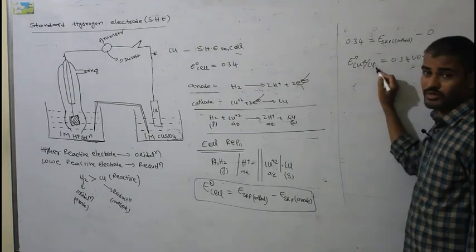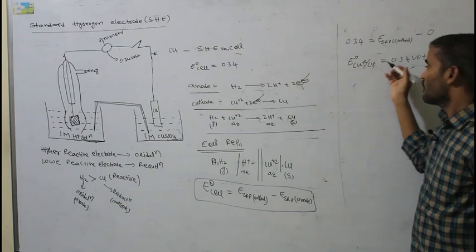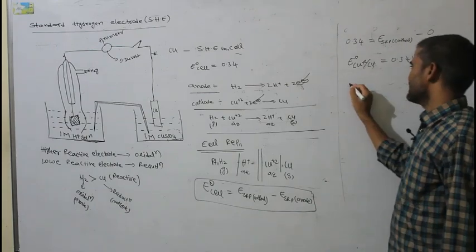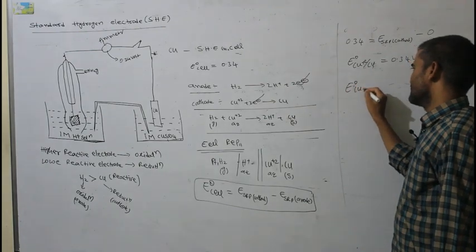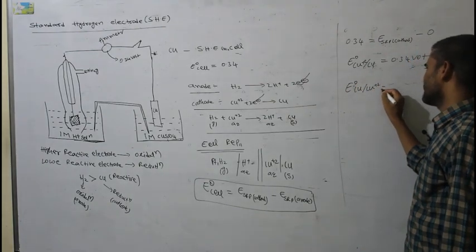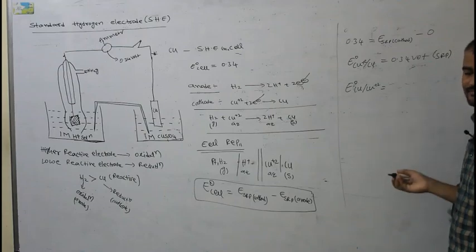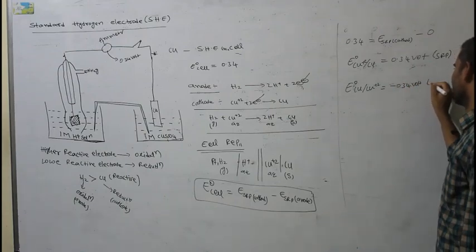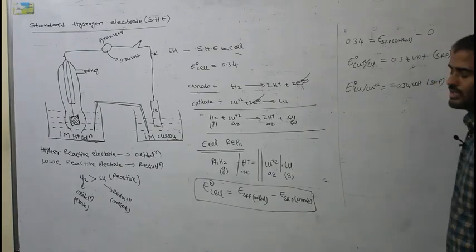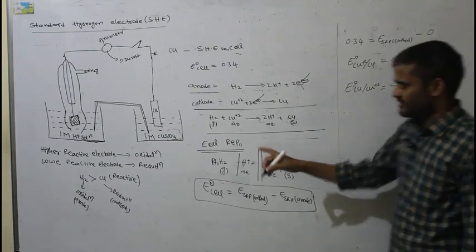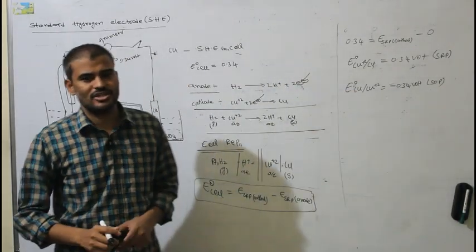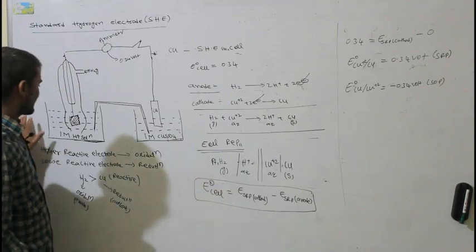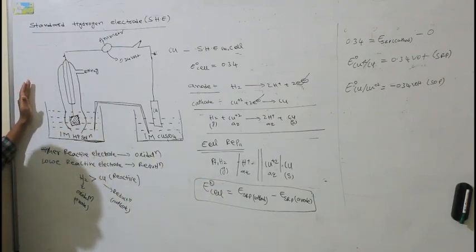That is the reduction potential value of Cu2+ / Cu. What will be the oxidation potential? This is the SRP, now I want its SOP, E naught Cu / Cu2+. It becomes the opposite sign, so minus 0.34 volts is the standard oxidation potential. This way we can calculate reduction potential values of any electrode. We just need one reference, and that reference is the hydrogen electrode.